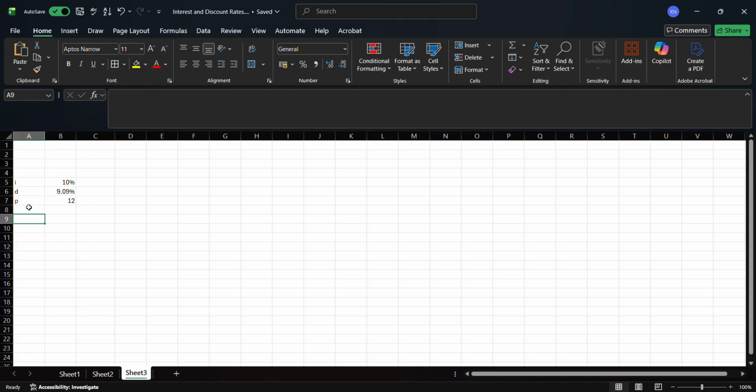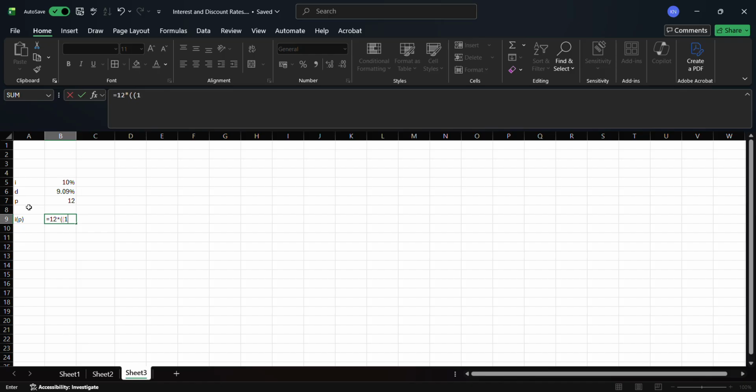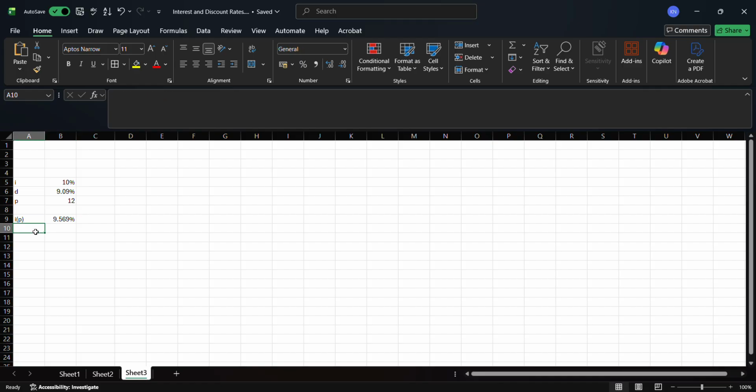And from this, we can get nominal rates convertible piecewise. In this case, nominal rates convertible monthly. And I'm sure you know the equation for this. It's 12 times 1 plus the interest rate to the power of 1 over the number of subintervals, minus 1. So this is the nominal interest rate convertible monthly.